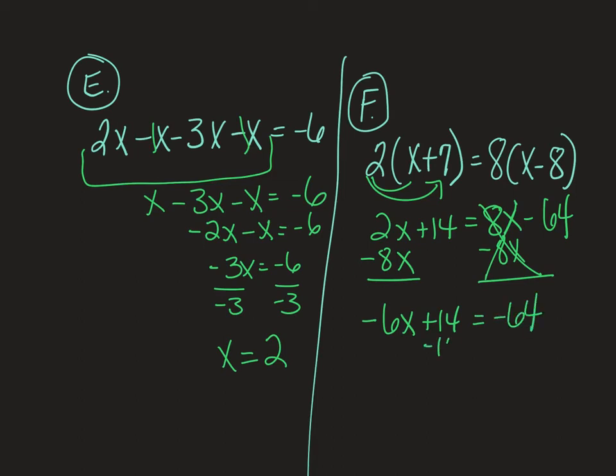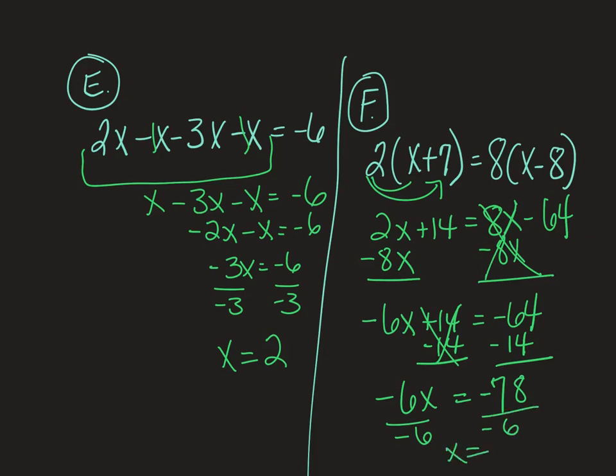Now we're going to subtract 14 from both sides. We have a negative 6x equals negative 64 minus 14, which is the same as adding and keeping the sign. So our answer is going to be negative, and it's going to be 78. Then you're going to divide both sides by negative 6. X equals, when you divide that out, x equals a positive 13.